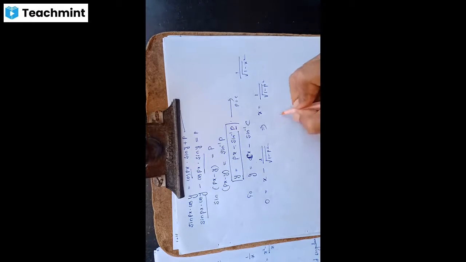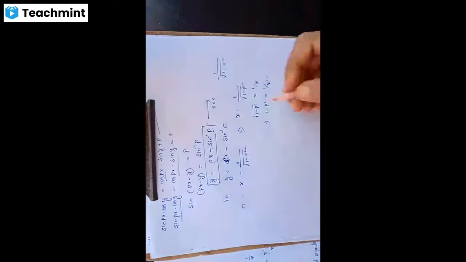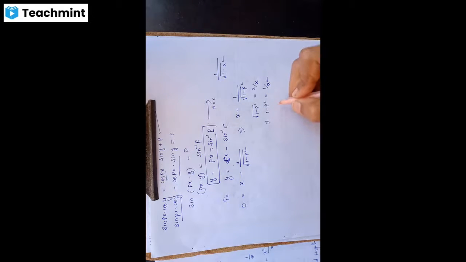If we cross multiply these two, we will get root 1 minus p square equals 1 by x. If I remove the square root, we will get 1 minus p square equals 1 by x square. Now take this minus 1 to the right side of the equation, so p square equals 1 minus 1 by x square. Now we can take x square as the LCM. We will get x square minus 1. So p equals root of x square minus 1, divided by x. So this root and this square get cancelled, divided by x only.